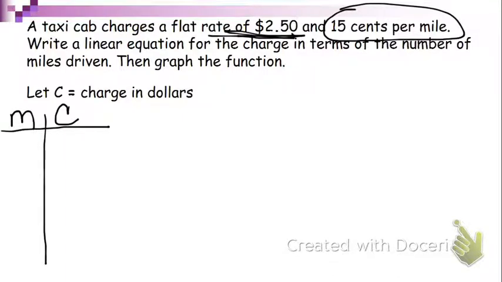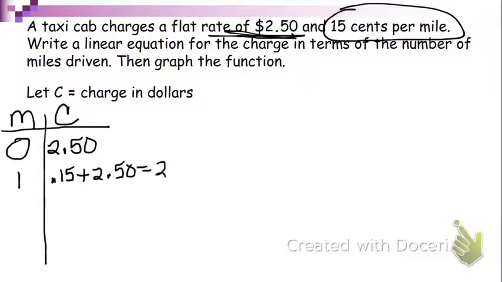So no matter how much we go, we have to pay $2.50. So at 0 miles, in theory, we still have to pay $2.50. If we go 1 mile, we're going to pay $2.50 plus 15 cents because it was for 1 mile. So we have 0.15 plus $2.50. So that would be $2.65.